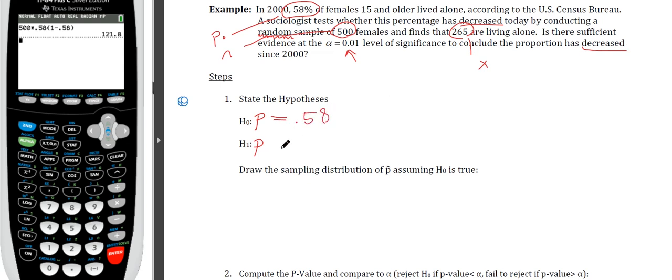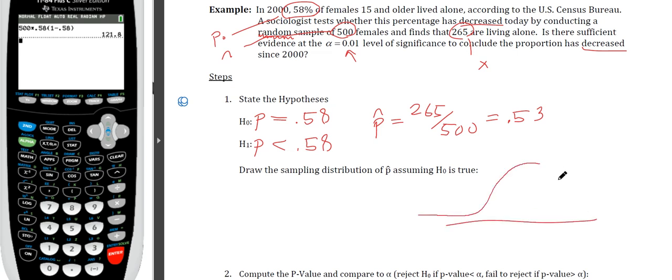We want to see if it has decreased since then, so less than 0.58 for our alternative. Our p hat, the value that we have, is 265 out of 500. If we divide that, 265 divided by 500, we should get 0.53 exactly. That is less than 58%.